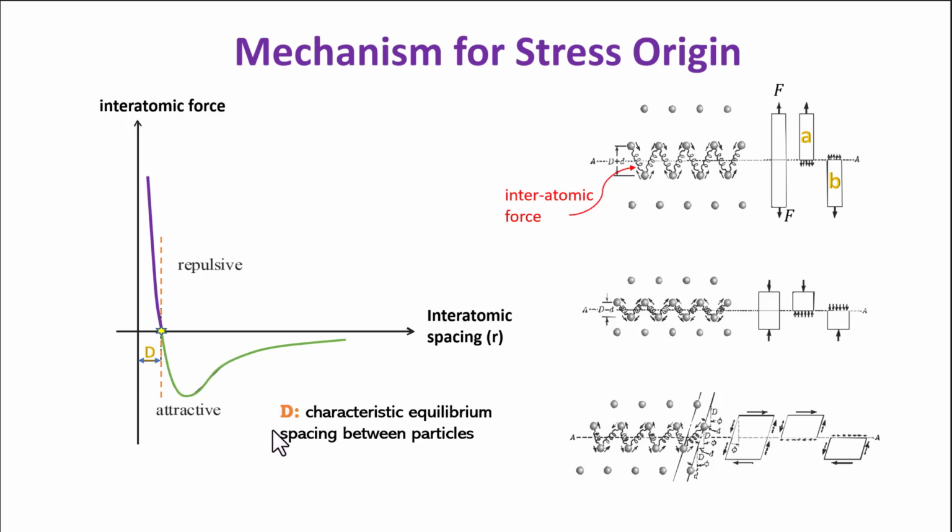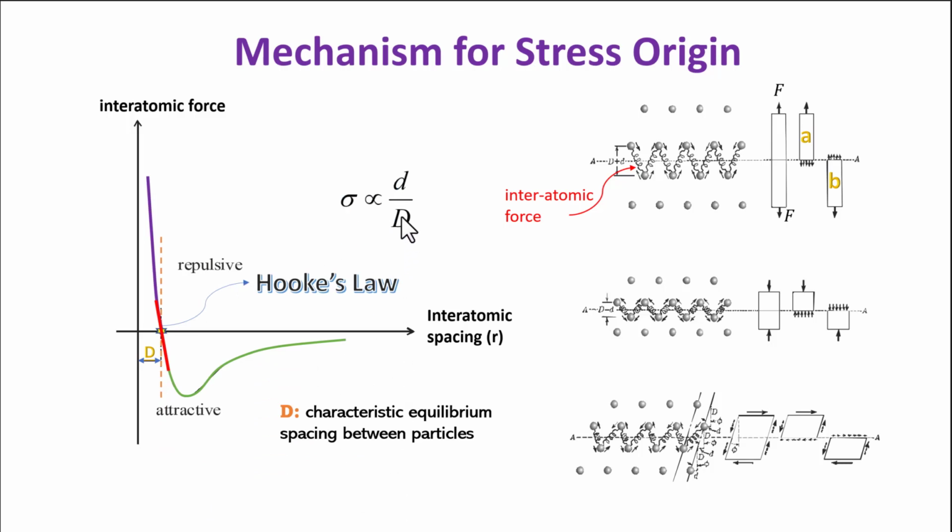For any given material, there is a characteristic equilibrium spacing between neighboring particles, capital D here. If the neighboring particles are forced to move farther than D, then attractive forces develop between them. If the neighboring particles are forced to move closer than D, then repulsive force develops between them. So this is the origin of attractive and repulsive forces. This force is electromagnetic in nature.